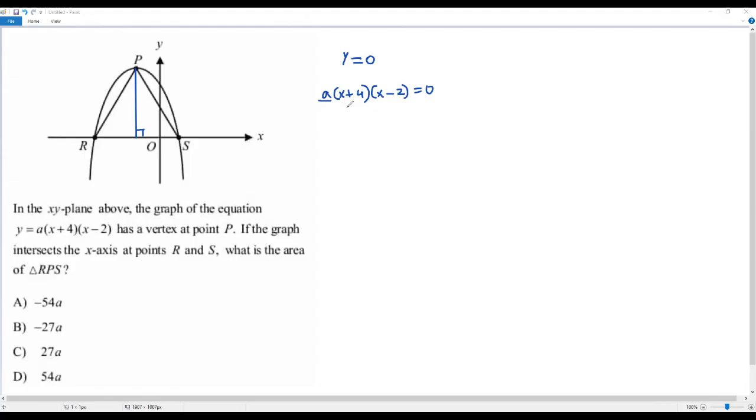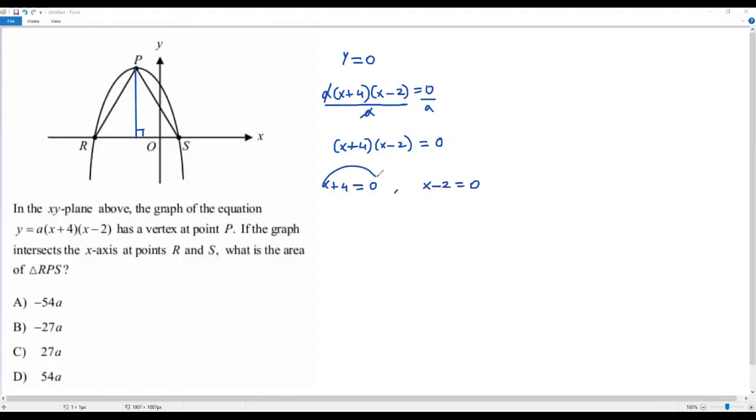Since a is a constant, we can divide both sides of this equation by a. Now this a will cancel. We get (x + 4) times (x - 2) equals 0 divided by a, which is 0. Here the product of two binomials is equal to 0. Whenever the product of two quantities is equal to 0, either the first one has to be 0 or the second one has to be 0, or both of them may be 0. If the first one is 0, we get the equation x + 4 = 0. If the second one is 0, we get x - 2 = 0.